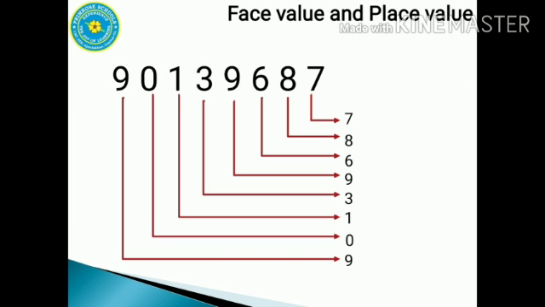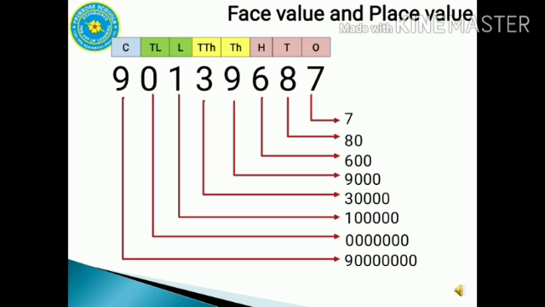Here we have an 8-digit number. We'll first write the face values of each digit. Face value of 7 is 7, face value of 8 is 8, 6 is 6, 9 is 9 and so on. It is just the digit itself. But let's see their place values. For that, we need the place value chart. So the place value of 7 is 7. The place value of 8 is 80 as 8 is in tens place. 6 is 600. 9 is 9,000. 3 is 30,000. 1 is 1 lakh. 0 is 0. No matter how many zeros are added to it.